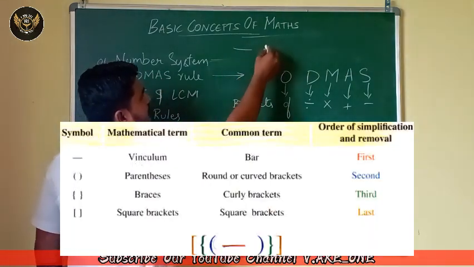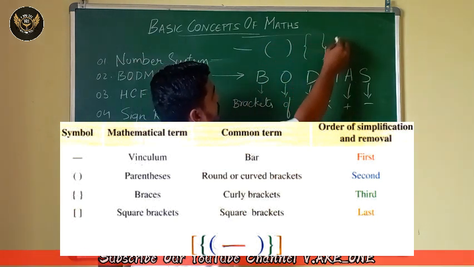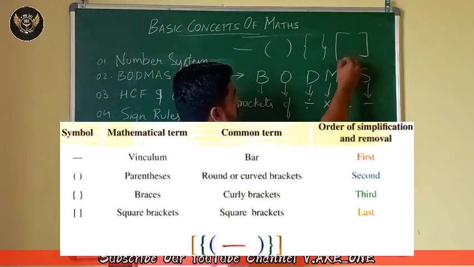In brackets we have 4 types. First is line bracket, second one is parenthesis, third one is flower bracket, and last one is big bracket.